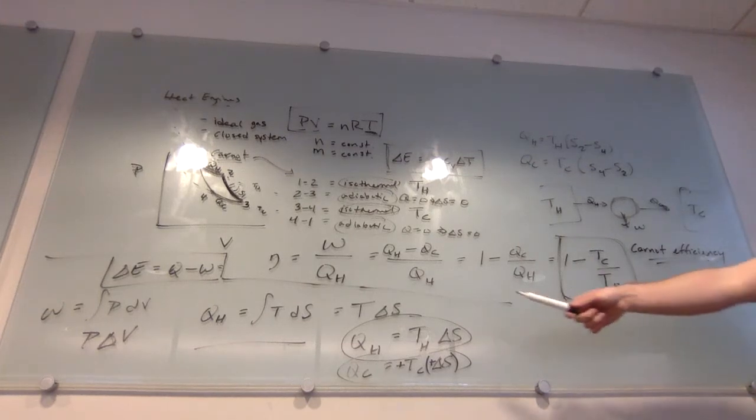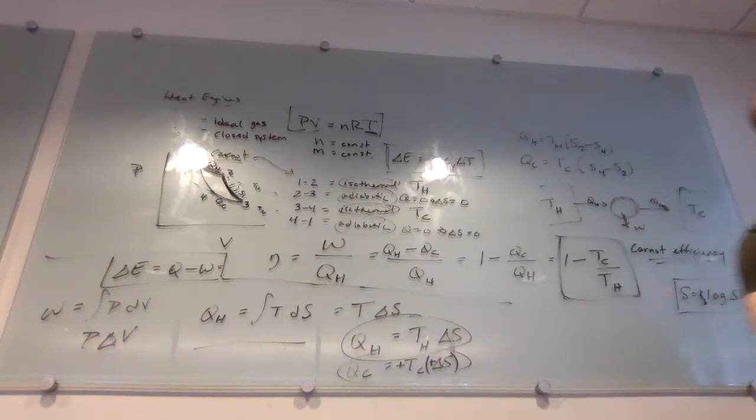To extract heat requires some dependence on entropy. So that's why you can't just take the heat from a hot thing and make it cold.